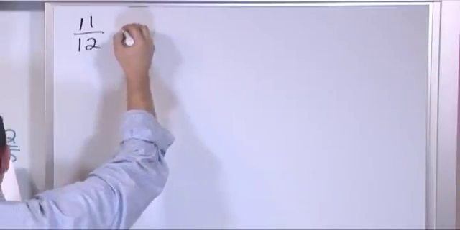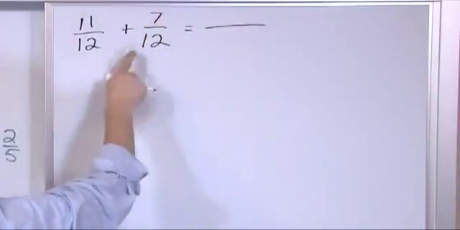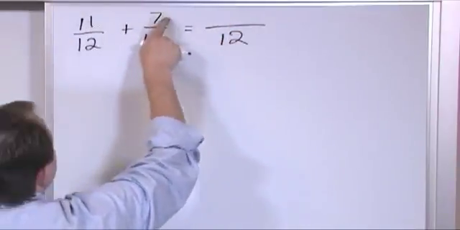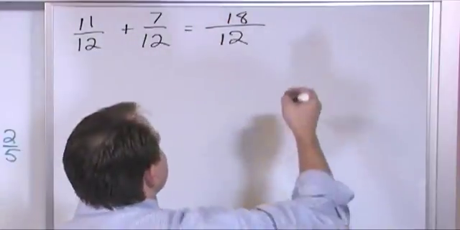11/12 plus 7/12? We check to see, are the denominators the same? They are, so we keep them. The numerators, 11 plus 7 gives us 18. And again, that's the answer, but it's improper, so let's try to convert it.